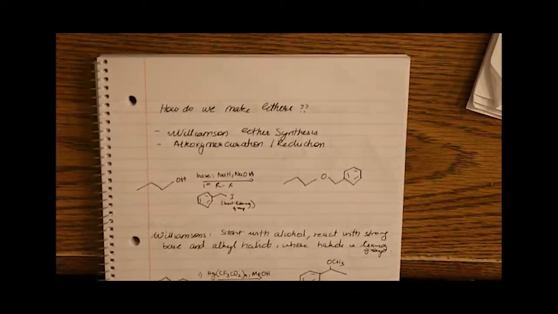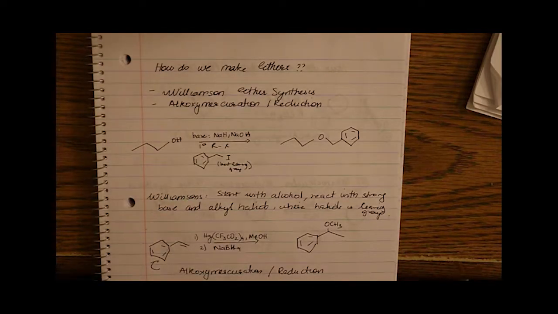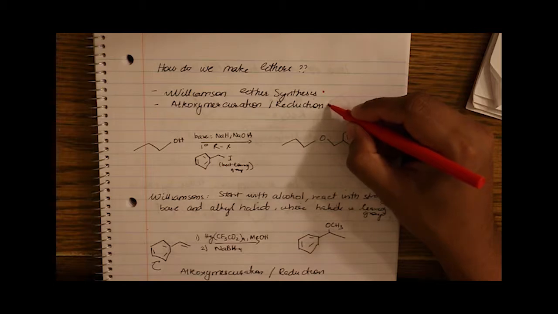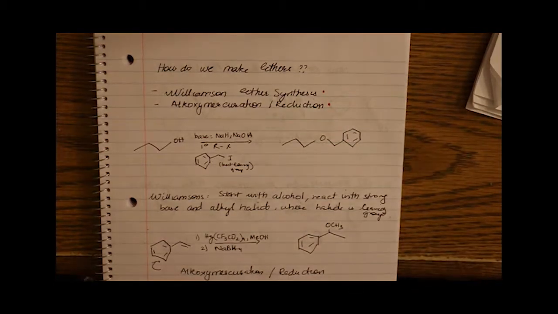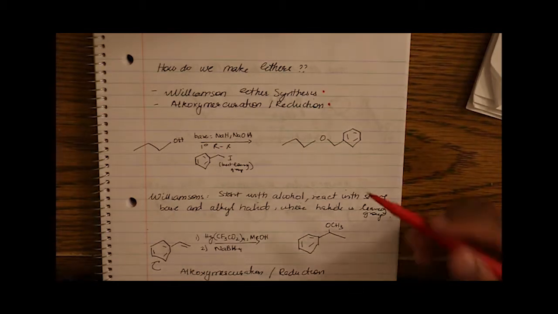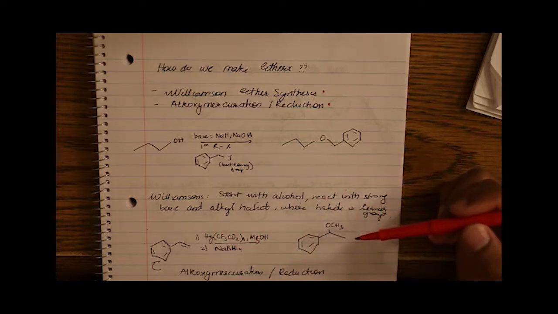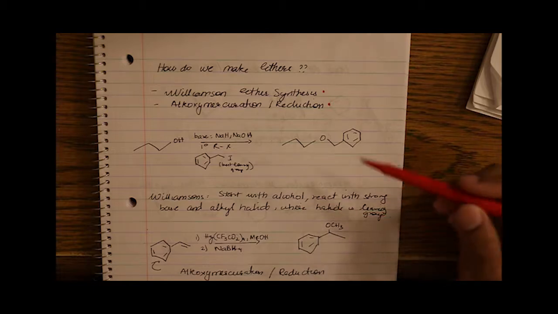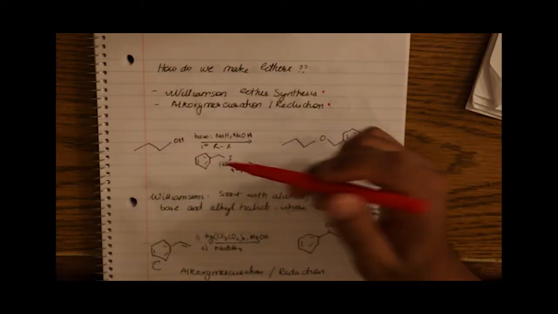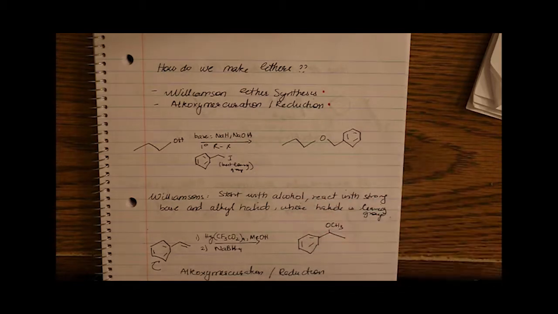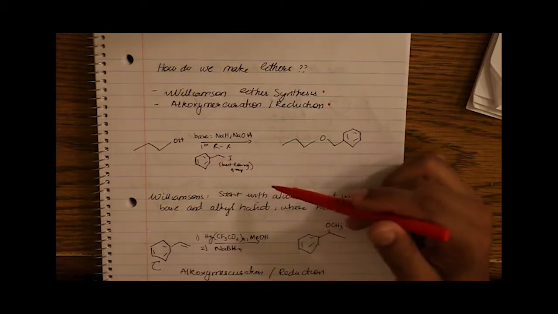Next question is, how do we make ethers? So there are just two ways to make ethers. There is the Williamson ether synthesis and alkoxymercuration reduction. So Williamson is to start with an alcohol, react with a strong base and an alkyl halide, where the halide is the leaving group. Like you see here, you're starting off with butanol, you react with a strong base, which is NaH or NaOH, and you also have an alkyl halide.